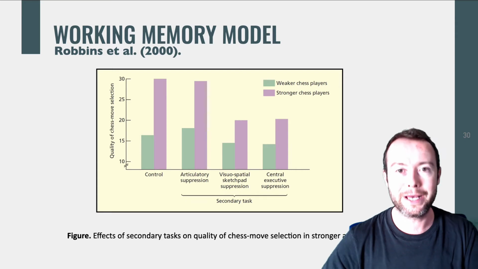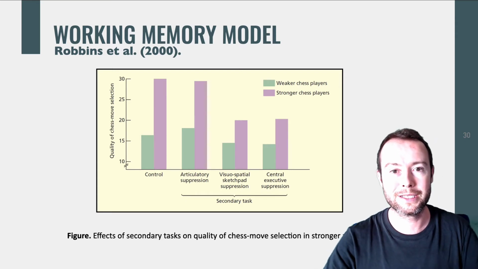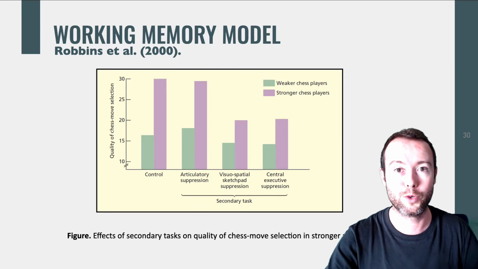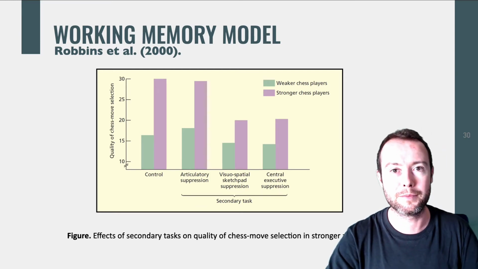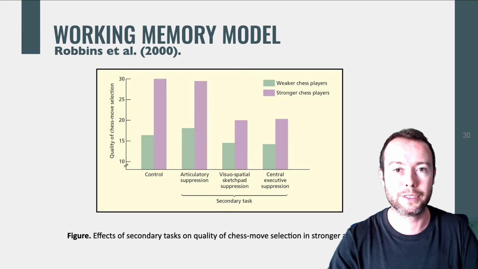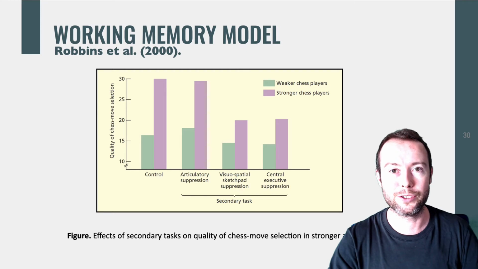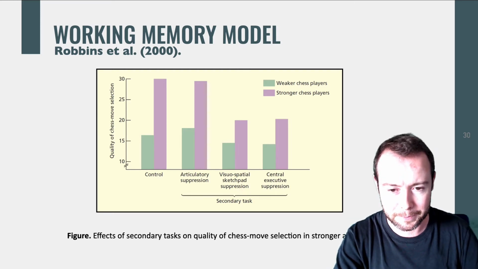When you then give them an articulatory suppression task, if you remember what this is, it's like a phonological distractor where you would have to repeat a particular word or count backwards, etc. Something that would limit subvocal rehearsal. Their performance doesn't really degrade at all. It's a little bit lower, but it's pretty much the same.